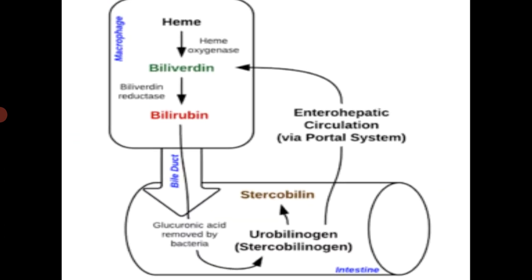The bilirubin produced by macrophages is an orange-yellow pigment. After the breakdown of RBC, the liver takes it through the bile duct and cleans it as waste.